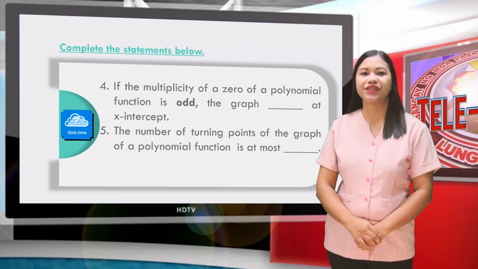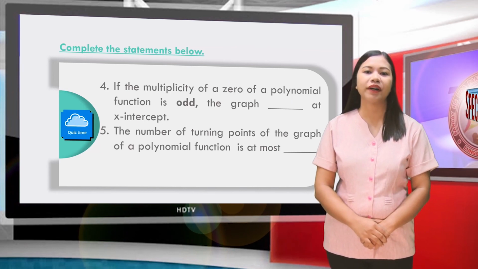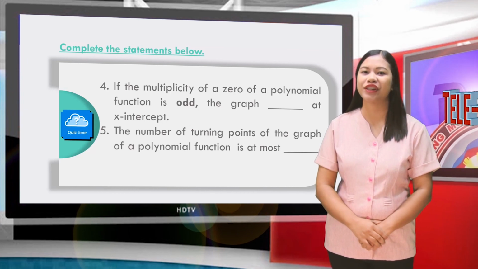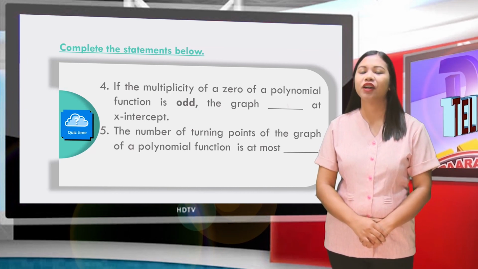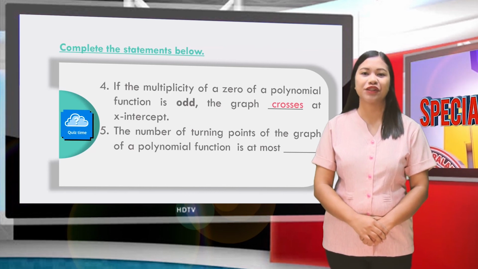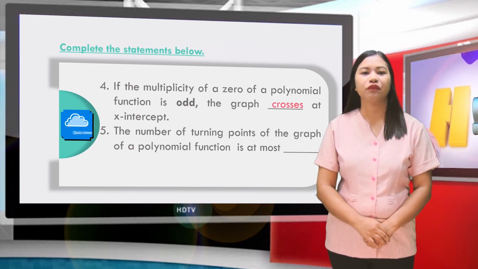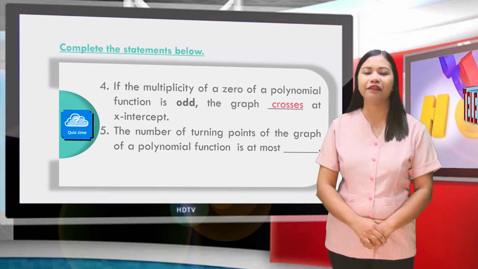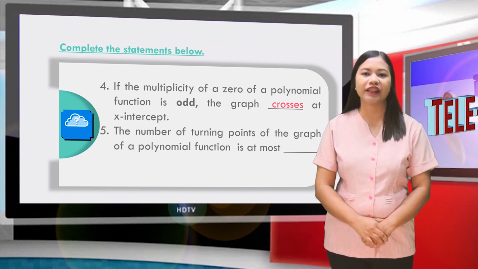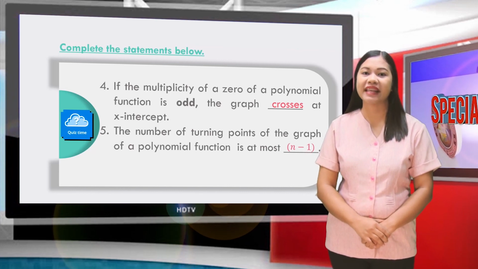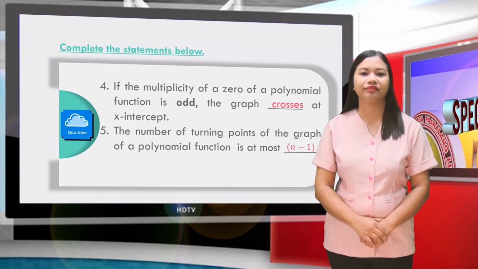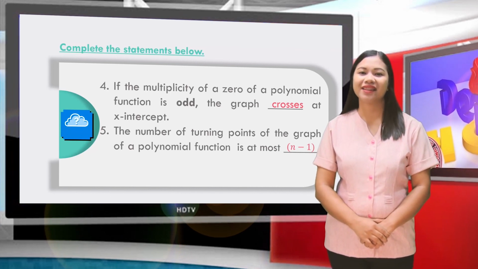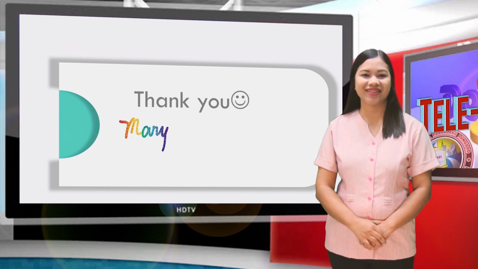Let's check your answers. For number 4, if the multiplicity of a zero of a polynomial function is odd, the graph crosses at the x-intercept. For number 5, the number of turning points of the graph of a polynomial function is at most n minus 1. There you have it. We have illustrated and graphed polynomial functions.